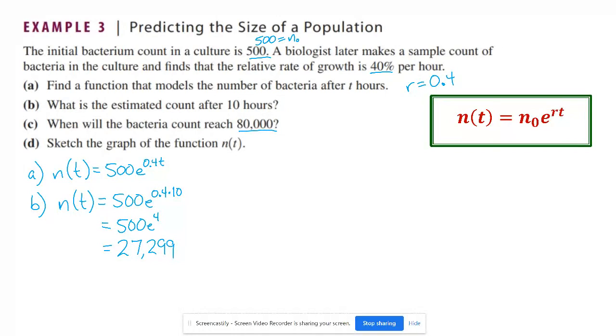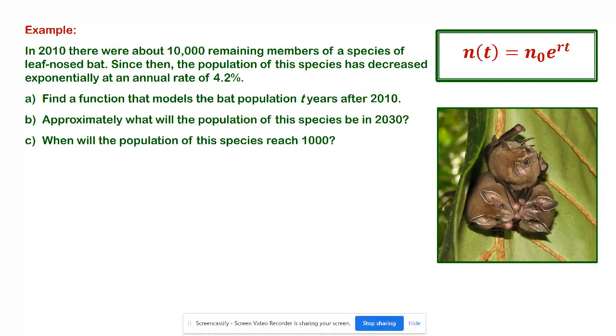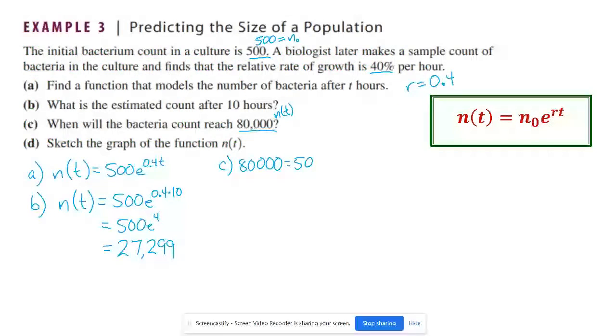Part C, we've got to figure out when this will reach 80,000. So 80,000 here is our final amount. That's n of t is 80,000. So we're going to start with 80,000 this time, and we're going to say 80,000 is equal to our original amount, 500 e to the 0.4 times t, because this time we don't know the time. That's what we're looking for. We're looking for t. So same as before, you divide by this first number to simplify a little bit. When you do that, you should get 160 equals e to the 0.4 t.